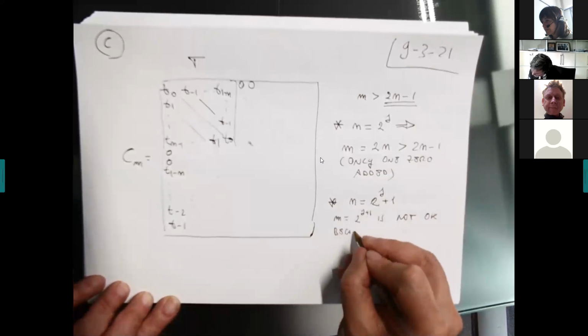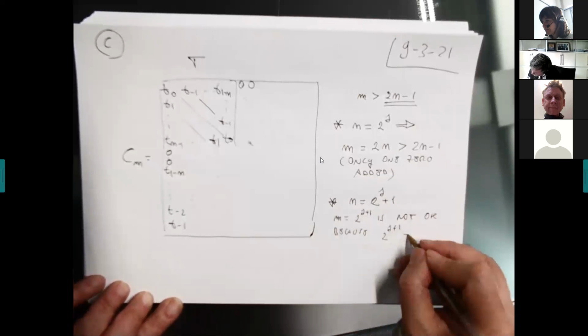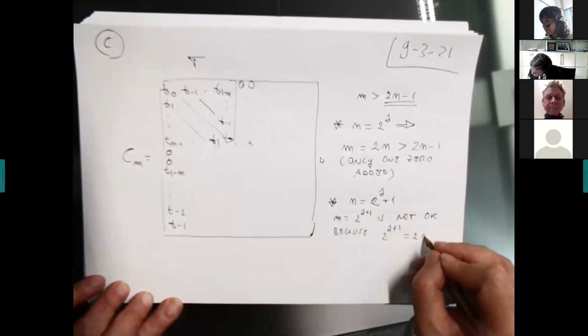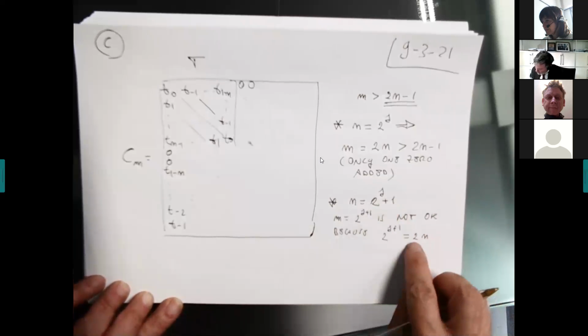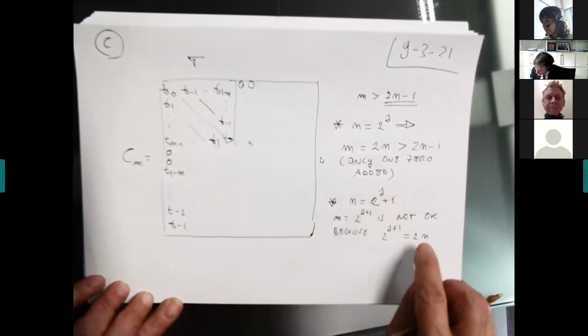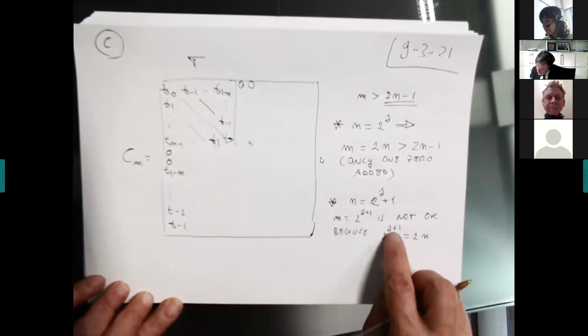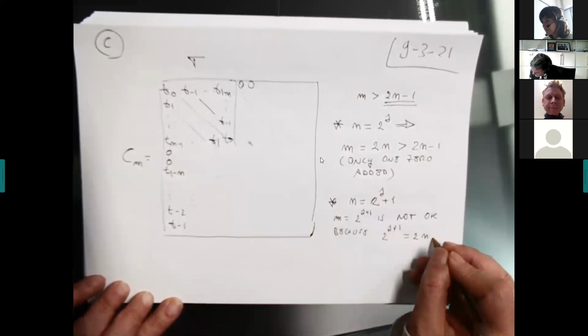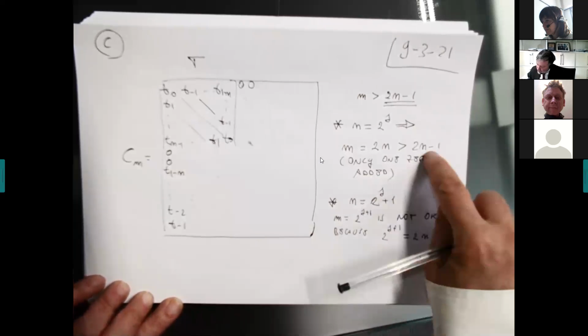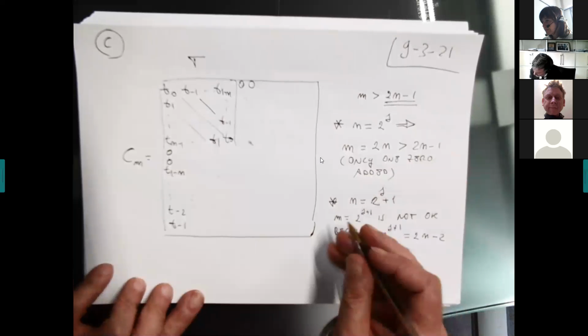because 2 to the s plus 1 is equal to 2 times n, which is this. Notice that 2 times n is 2 to the power s plus 1, because there is this 2, plus 2. So 2 to the s plus 1 is 2n minus 2, which is below 2n minus 1. So it's not okay. You cannot put all the data you need. So you have to go to the other power.